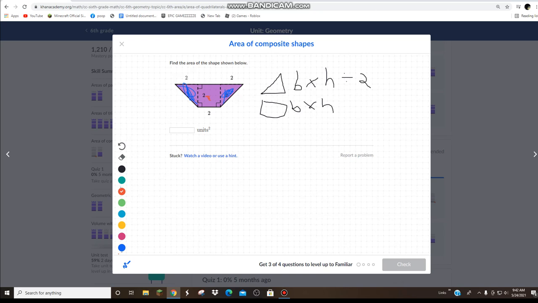And there's a second one, which is the exact same formula. So 2 times 2, base times height. Base is the top line, then the height is that, so divide by 2. So both of those add up to 4.